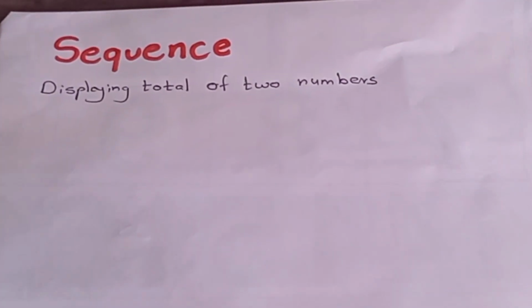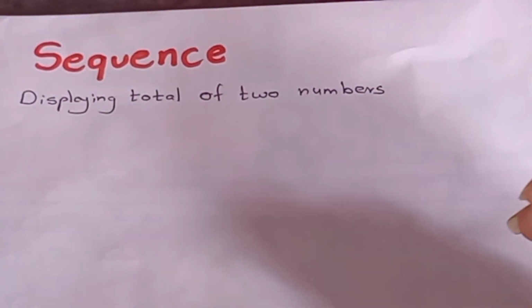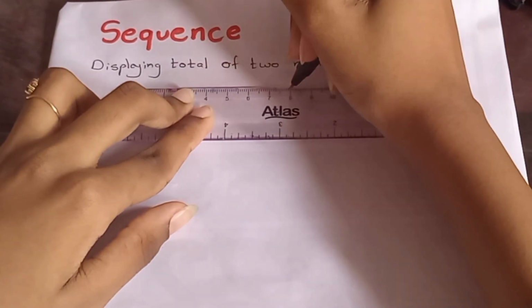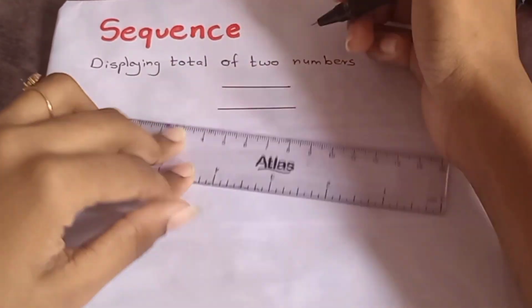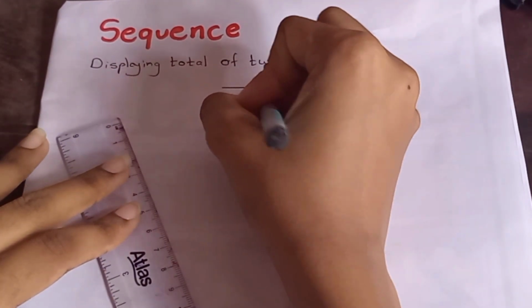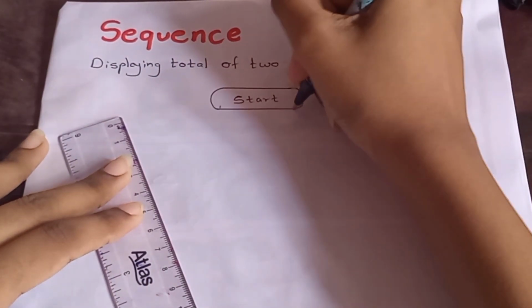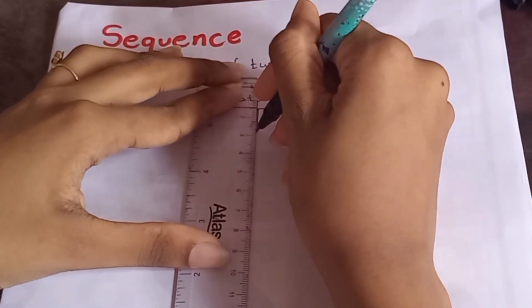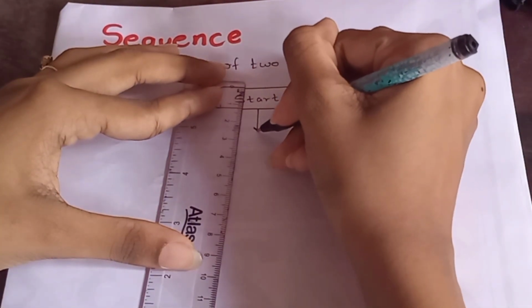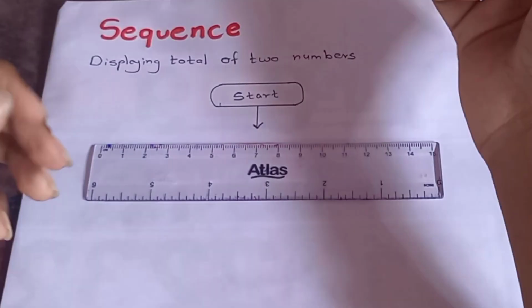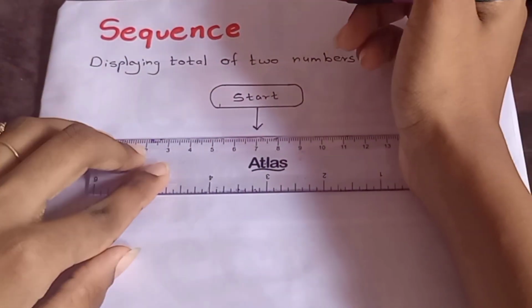Now let's check this example of displaying the total of two numbers. First, what we need to do is begin the program, and for that we need to draw the start symbol, with the edges kind of like semicircles. Now we need to draw the navigators, which point downwards, and then put the arrow. Since we need to display the total of two numbers, we need to input the two numbers.